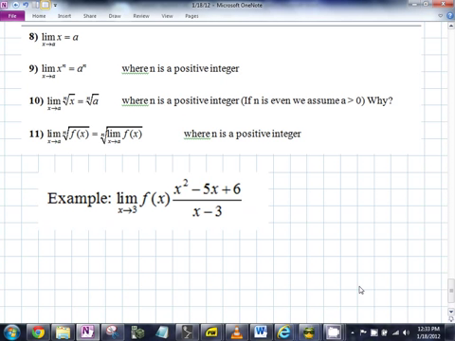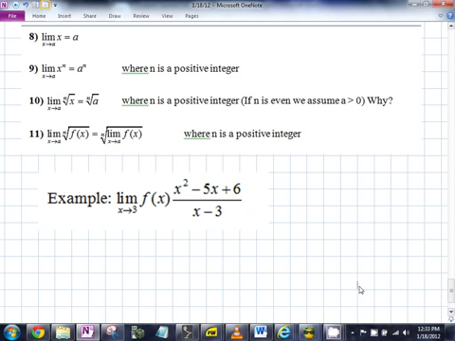What is the factored form of the numerator? Someone raise their hand and tell me. Perry: x minus 3 times x minus 2. Correct. And what cancels, therefore? x minus 3. Leaving you with just x minus 2. You plug in 3, and what do you get? 1. So what is the answer to this? 1.